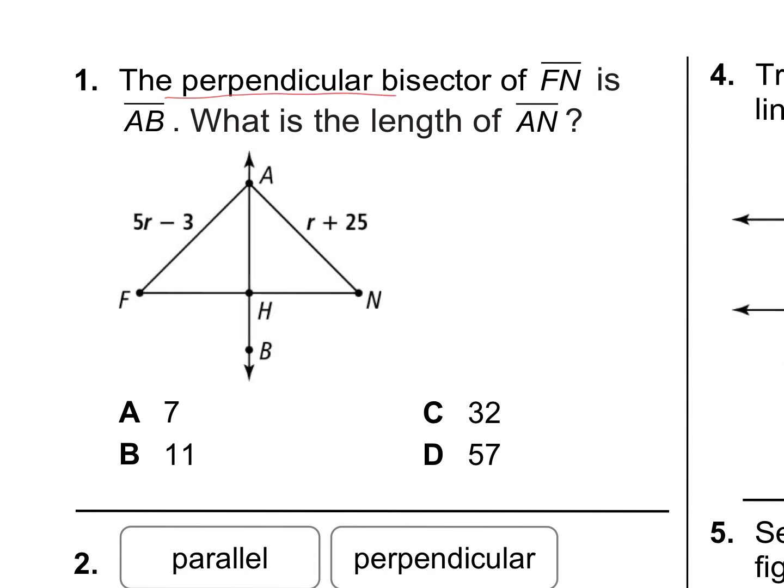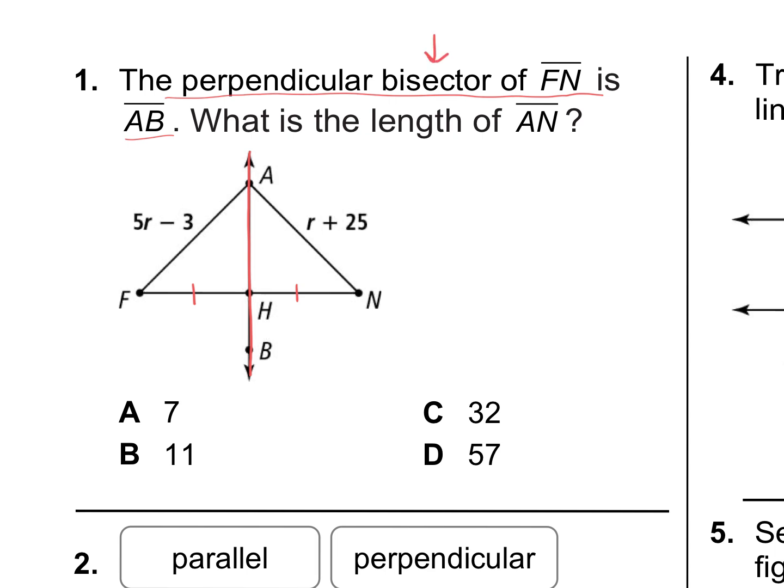the perpendicular bisector of FN is AB. So here, AB is a perpendicular bisector. What does that mean? What does perpendicular bisector mean? Splits the side in half. There's one more thing with that.